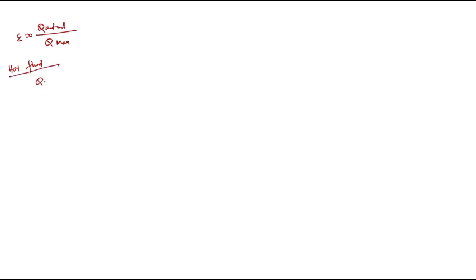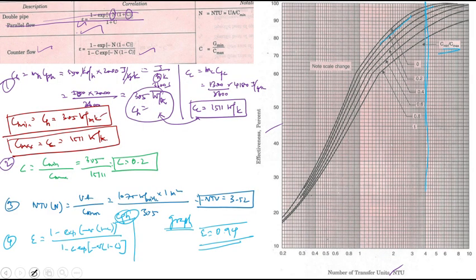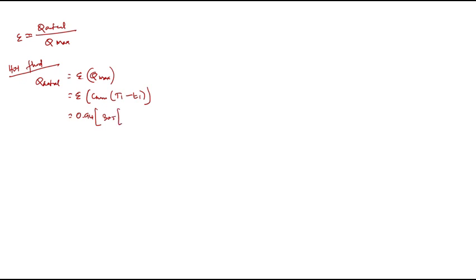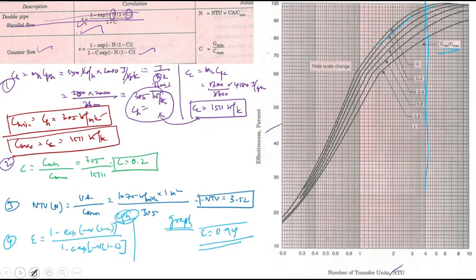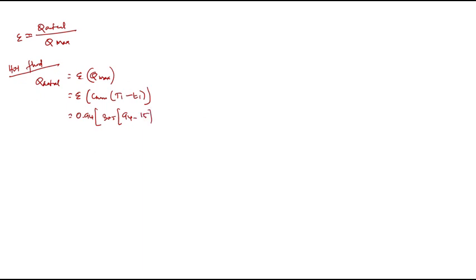So Q actual is equal to effectiveness into Q maximum. Effectiveness times Q maximum can be written as C minimum into (capital T1 minus small t1). The effectiveness from the data graph you are going to find is 0.94. The C minimum value is equal to 305. Capital T1, the entry temperature of the hot fluid, is 94 degrees Celsius, and the entry temperature of the cold fluid is 15 degrees Celsius. So 94 minus 15. From that you find Q actual, which is around 22.69 kilowatt. This is the value you are going to find for the actual heat transfer.